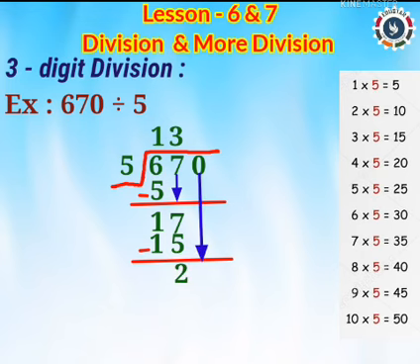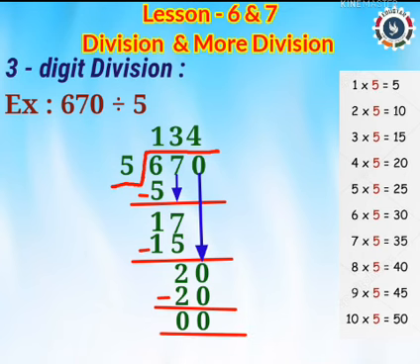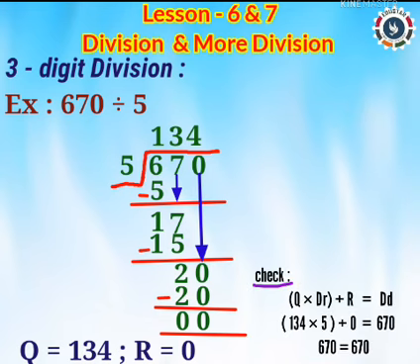Now bring down this 0. Now we have 20 ones. In 5 table, 4 5s are 20. So write 4 in ones column of the quotient, 20 below 20. If we subtract, we get 0. So the quotient is 134 and remainder is 0. If we check this answer using formula, we get 670 is equal to 670. So our answer is correct.